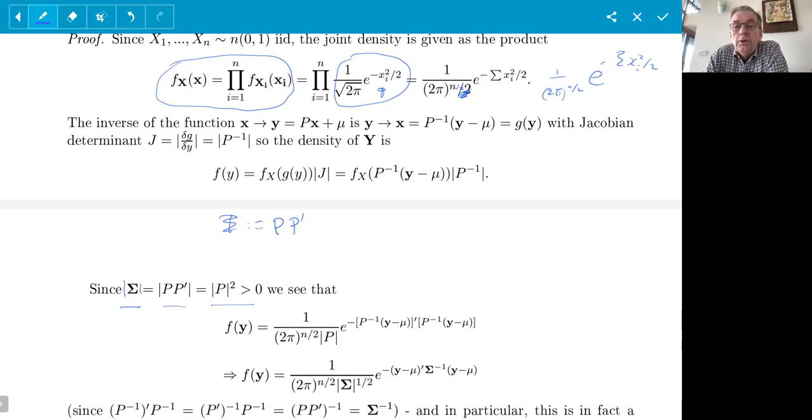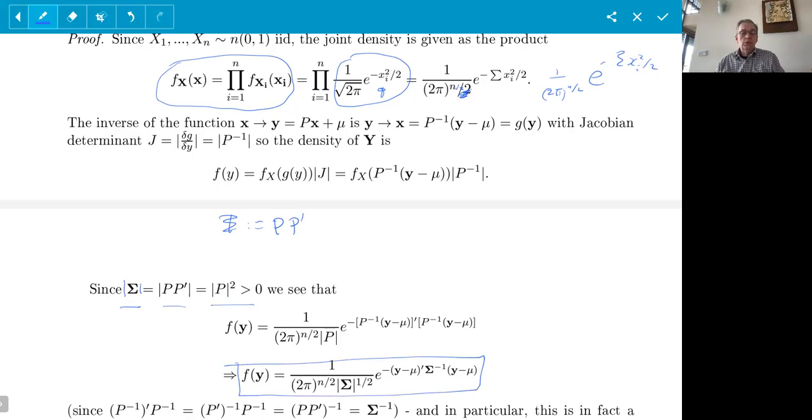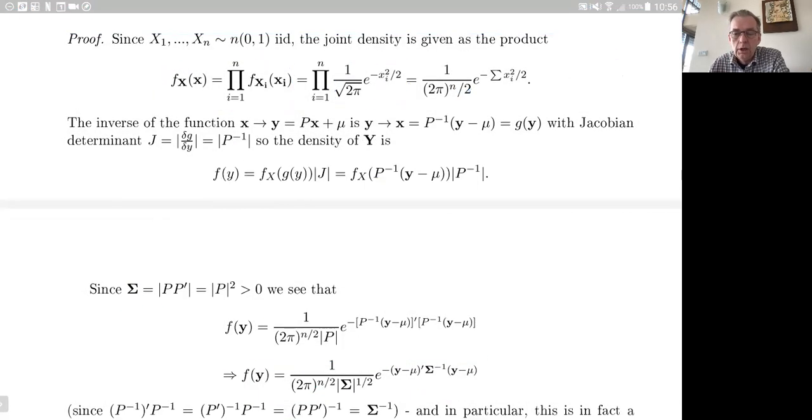And the joint density then has exactly this form, we just have to notice what sigma inverse looks like, sigma being p p prime. So we have derived the density of the multivariate normal distribution using just simple linear transformations. Not too hard at all.